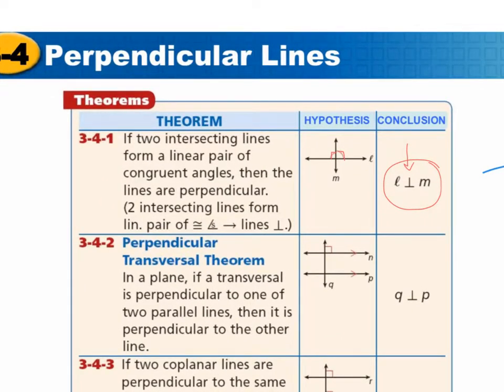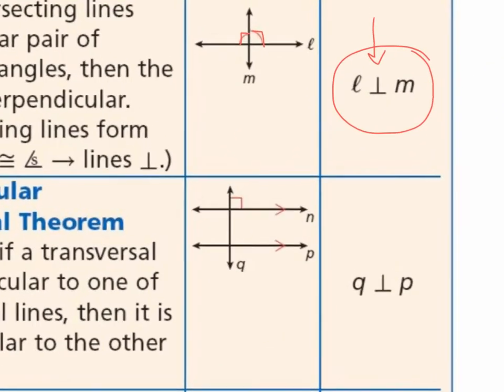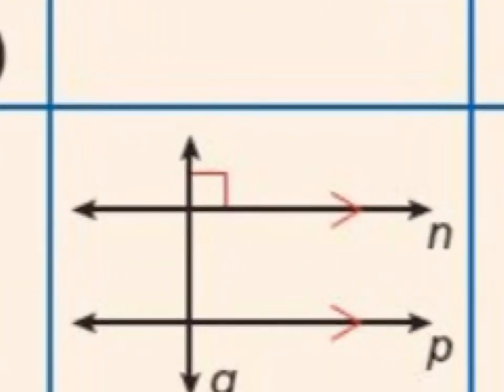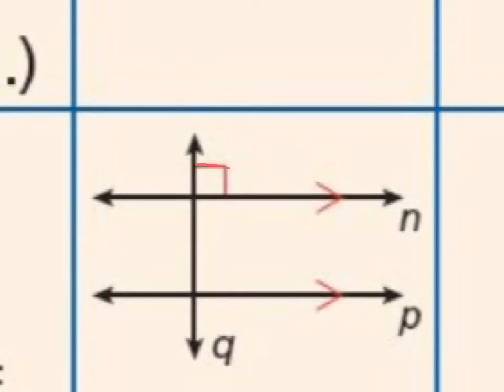The next theorem we have is the perpendicular transversal theorem. In a plane, if a transversal is perpendicular to one of two parallel lines, then it is perpendicular to the other line. So if we know that the transversal is perpendicular to the top line N, what would this angle here have to be? 90.